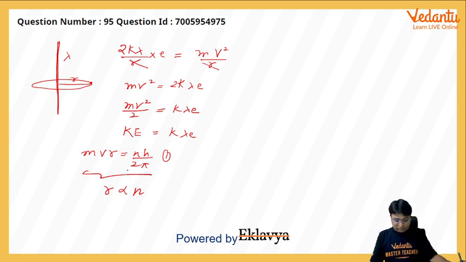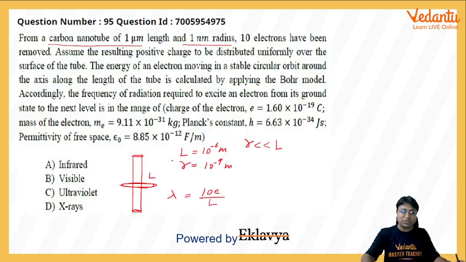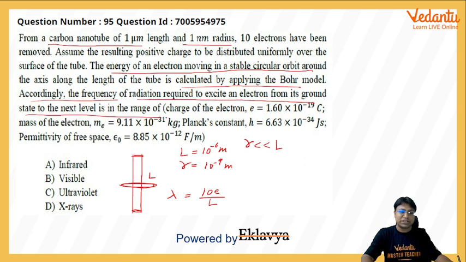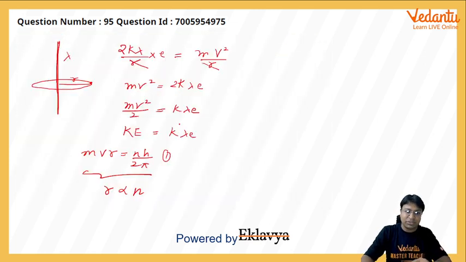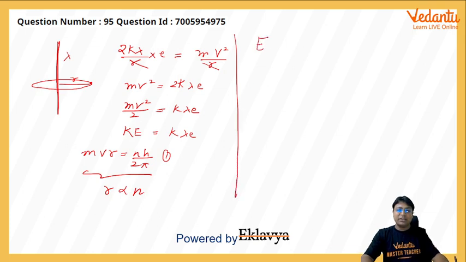Now the question talks about the energy of electron moving in a stable orbit calculated by applying Bohr model, according to the frequency of the radiation required to excite electron from its ground state to the next excited level. So let's talk about this now. If I talk about energy of nth state, I will be writing the kinetic energy plus the potential energy. Now this has got a fixed value. Let me write it as k naught.